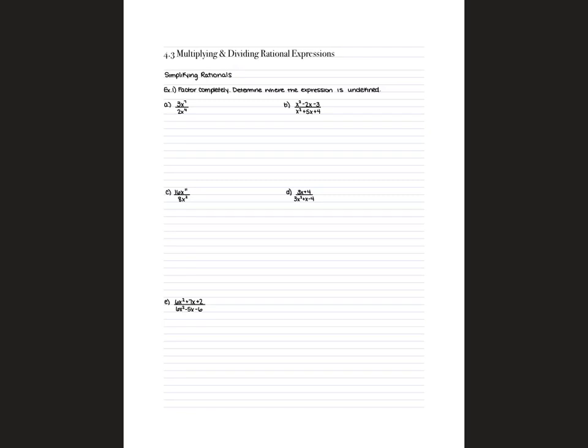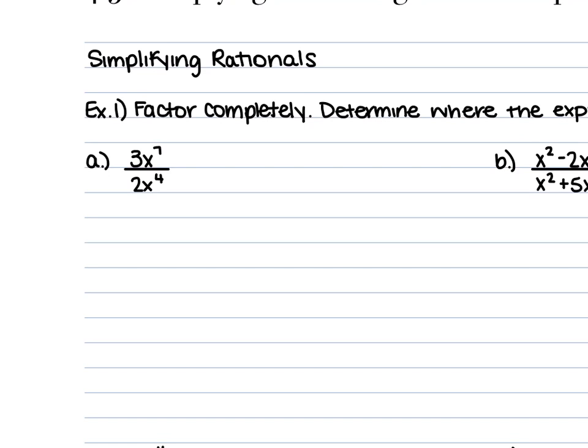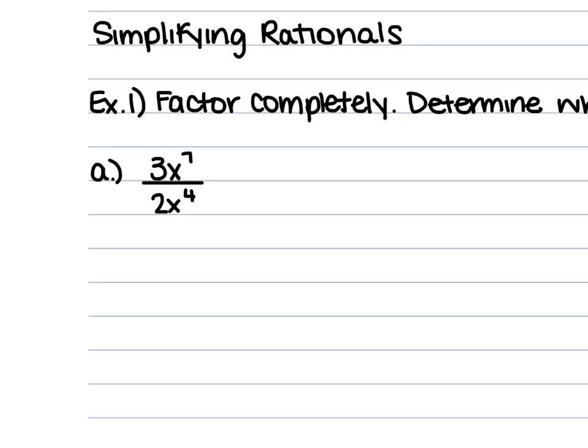For 3, multiplying and dividing rational expressions. When we are multiplying or dividing rational expressions, we have to remember to factor completely. If we look at example 1a, we have 3x to the 7th over 2x to the 4th. So this is a lot like what we did in section 4.2.